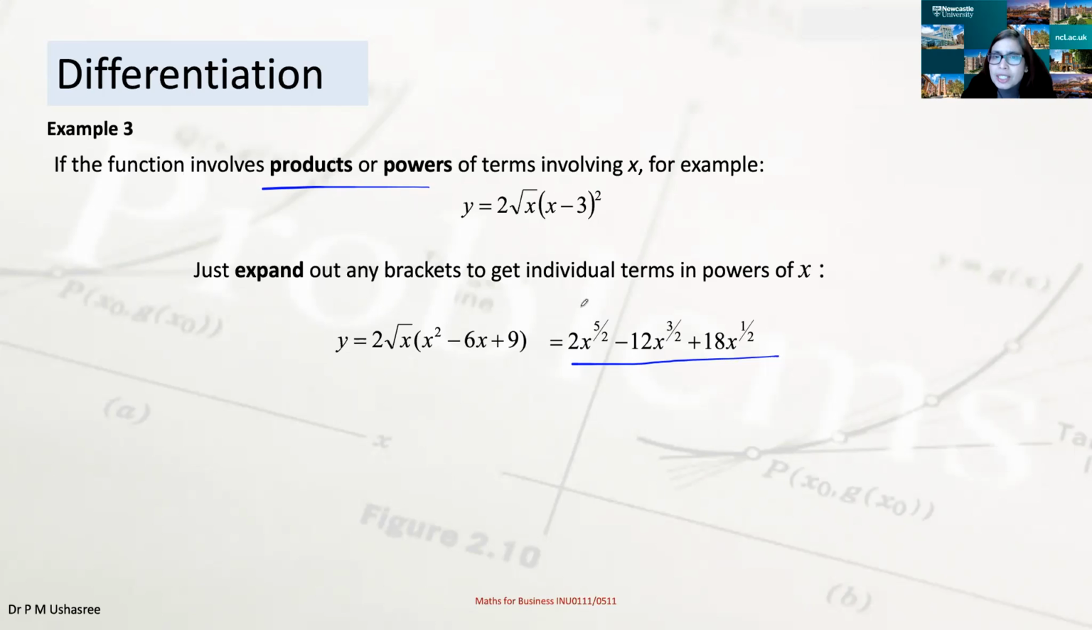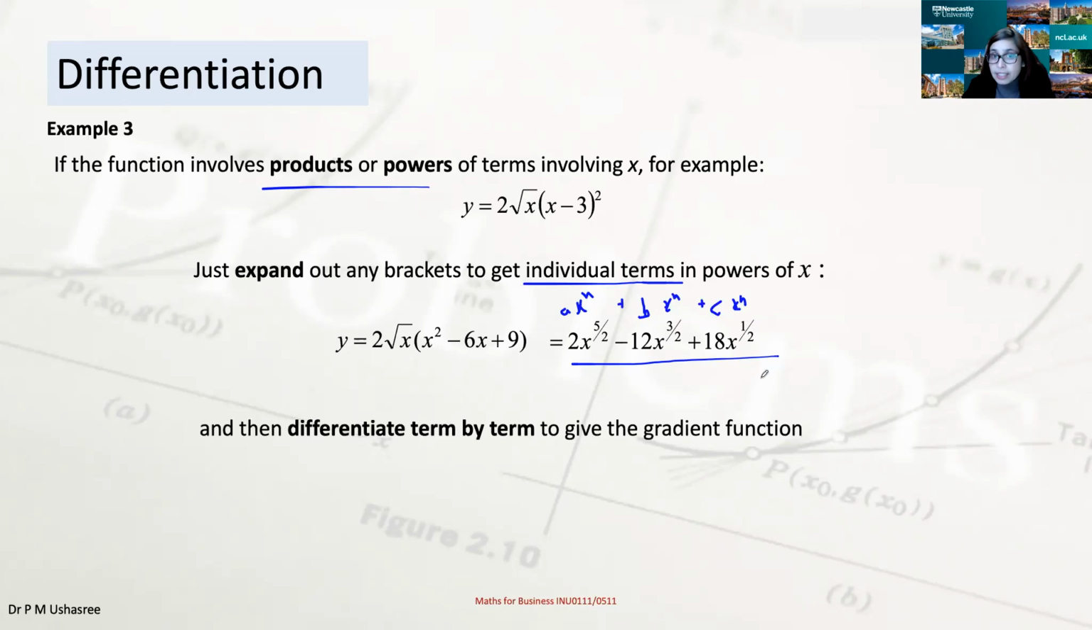Now you have individual terms. That is the whole idea, to bring individual terms. Each term is of the form x to the power of n, x to the power of n, x to the power of n, all added up. So there is a constant here, there is a constant here, there is a constant b and c. Now you can differentiate and find the gradient function by differentiating term by term.